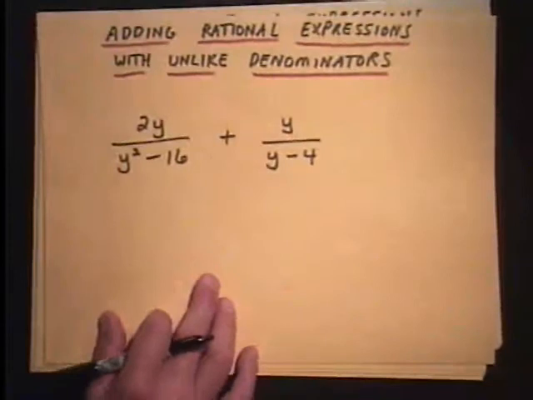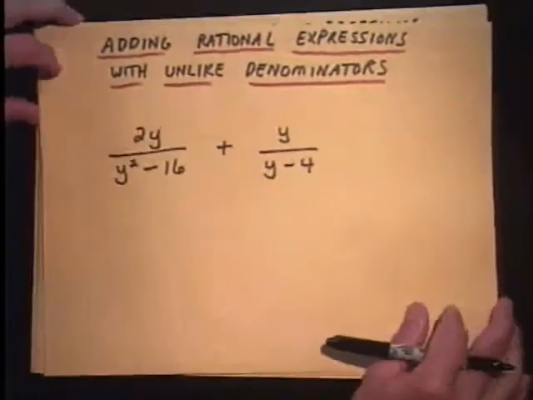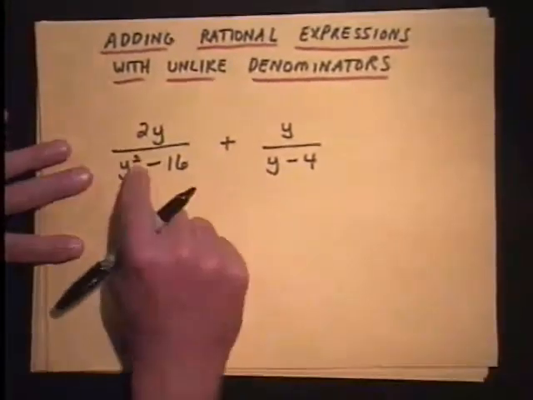Adding rational expressions with unlike denominators. All right, so what do you see in this one?